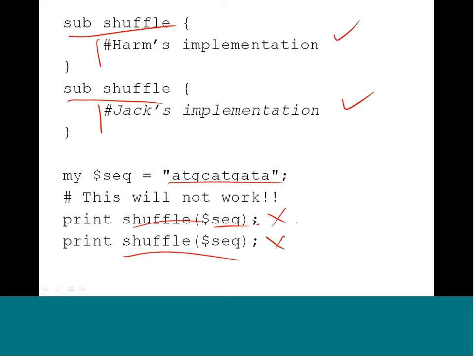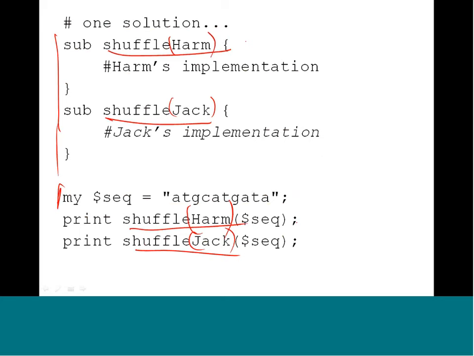So one way to come up with a solution is basically embed their names into the function, so the shuffle harm and shuffle jack. Yeah, we can do this, but this is again cumbersome, and it's very subjective, so we cannot really implement this.